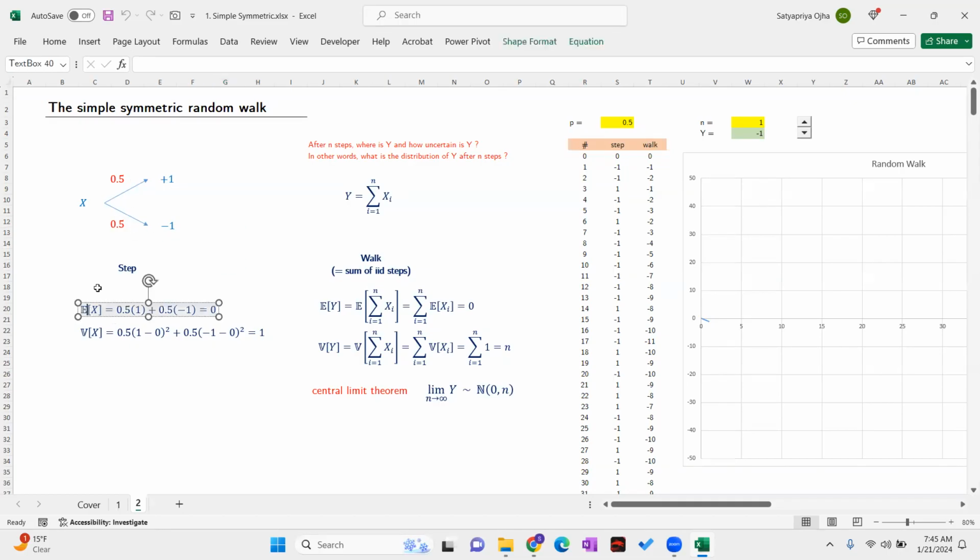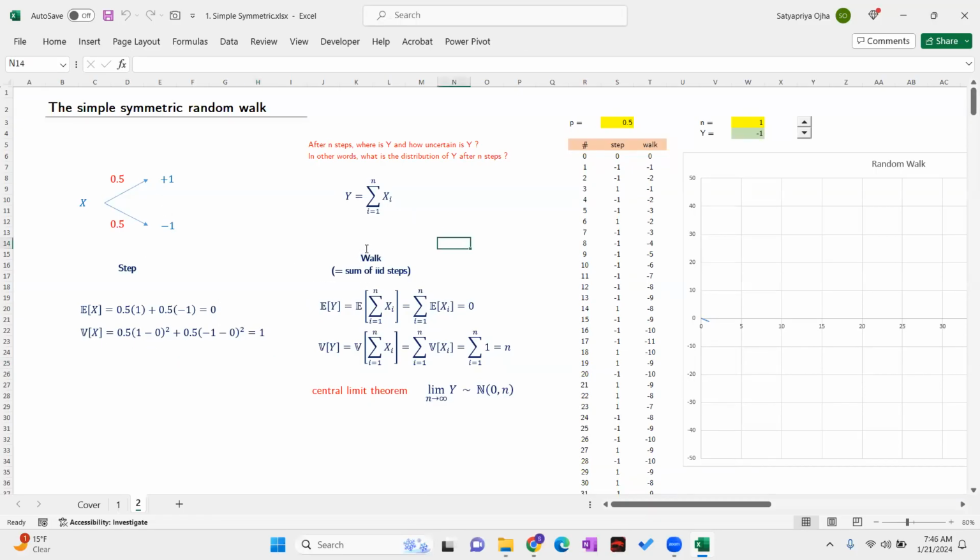We can easily calculate the mean and variance. Expectation of the step is simply 0.5 times 1 plus 0.5 times -1, that is 0. So on an average, the step will take a value of 0, although it never takes a value of 0. It is either +1 or -1, but on an average, since it is symmetric, the mean of the step is 0. Variance you can also calculate, easy. Variance is 1. So that's the mean and variance of a step.